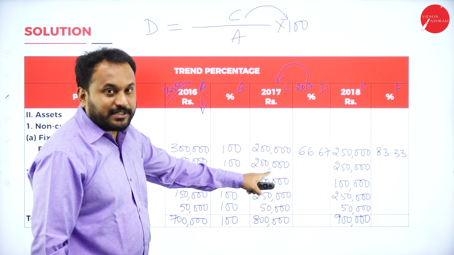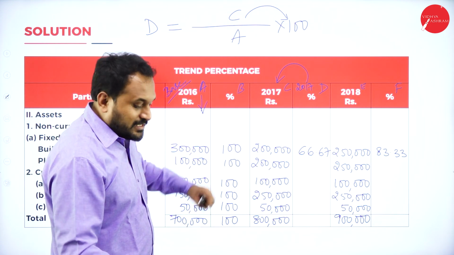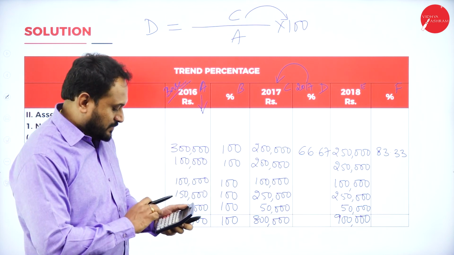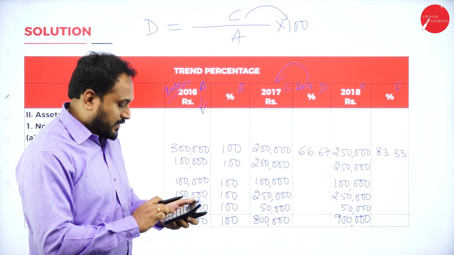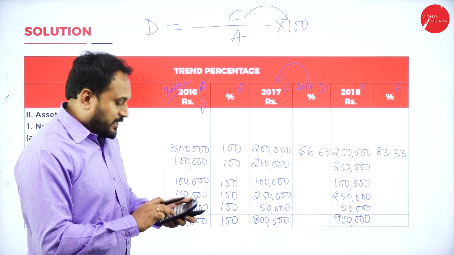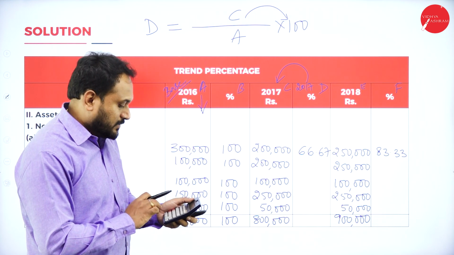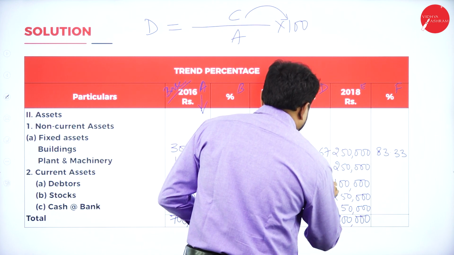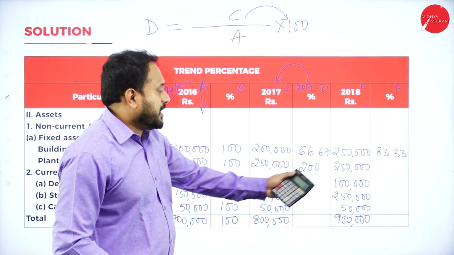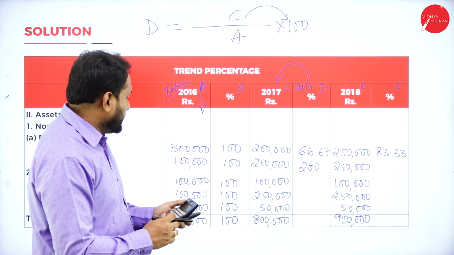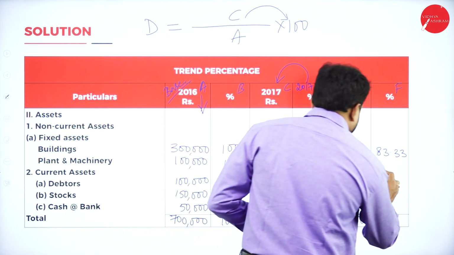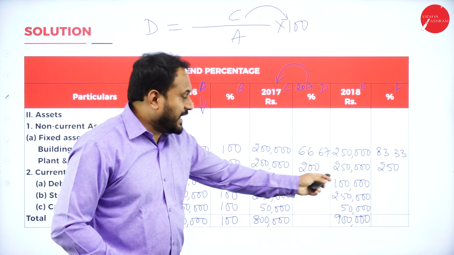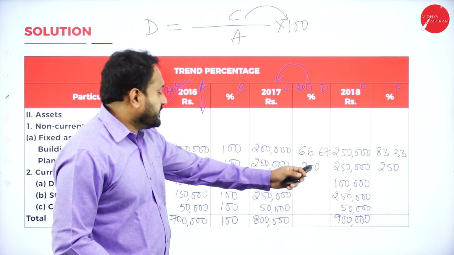Next 1 lakh it is 100. So 2 lakh how much it is? It is the double kind of a thing. Let's calculate here. It will come 200, but let's calculate this. Now 2 lakh into 100 divided by 1 lakh is 200. So this will be how much? 250. How did we calculate? 2 lakh 50 into 100 divided by 1 lakh is 250.